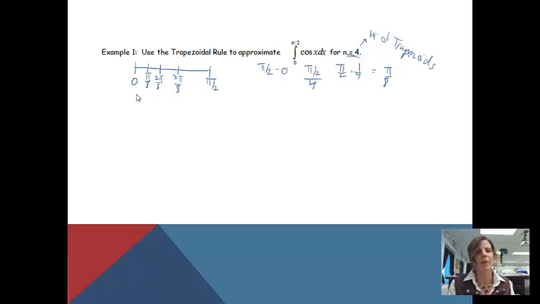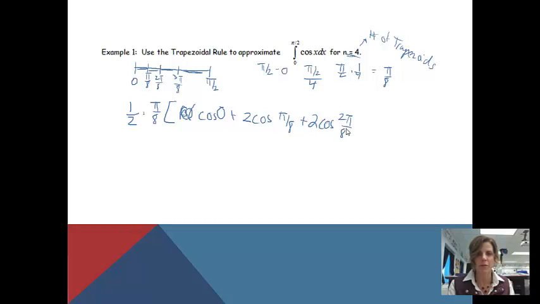You could simplify the 2 pi over 8 if you want to, but I'm just not going to. Okay, so what we're going to do when we go to use the trapezoidal rule, we're going to have 1/2 times the height. Well, you'll notice each one of these, the height of them is going to be pi over 8. And then we'll have cosine of 0 plus 2 cosine of pi over 8 plus 2 cosine 2 pi over 8 plus 2 cosine 3 pi over 8 plus cosine of pi over 2.